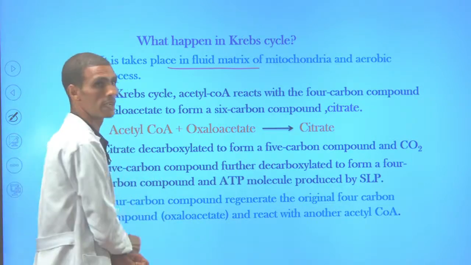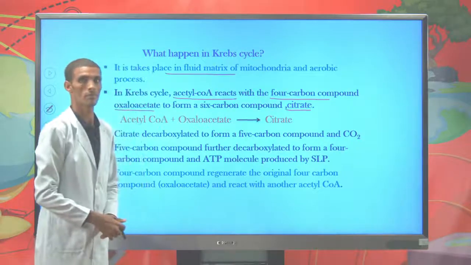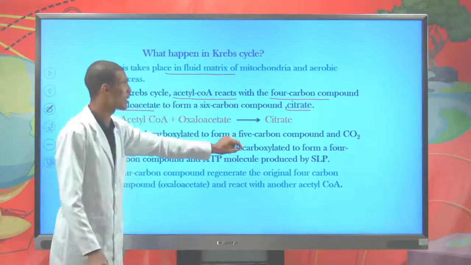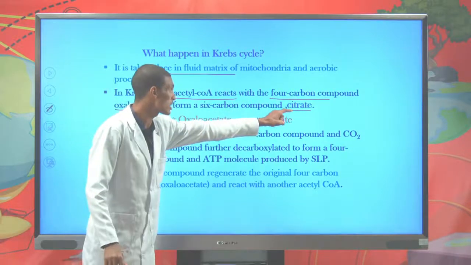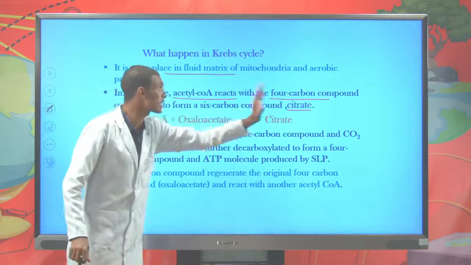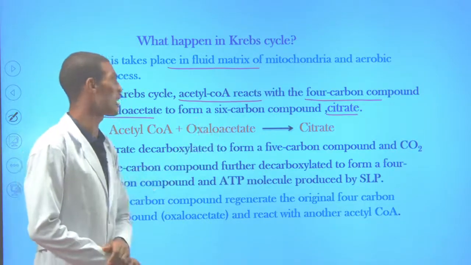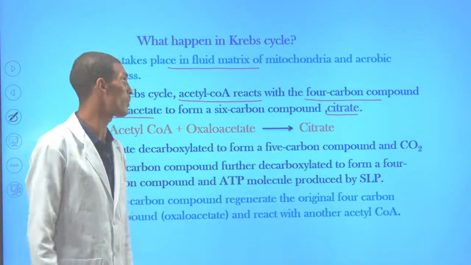Here in Krebs cycle, acetyl-CoA, which came from the link reaction as a link between glycolysis and Krebs cycle, reacts with the 4 carbon compound oxaloacetate to form the 6 carbon compound called citrate. There is a binding of acetyl-CoA with oxaloacetate to form citrate, and an enzyme catalyzes the process.